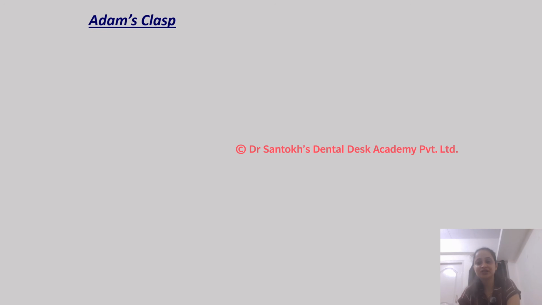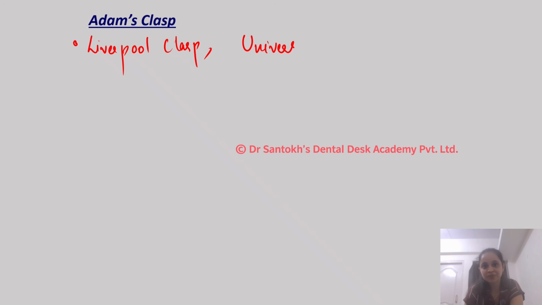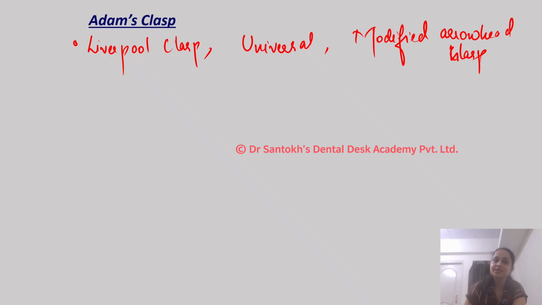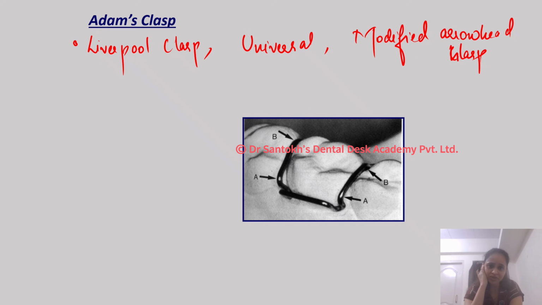Next, a very important clasp which is often asked in your university examinations as well as your MCQ questions. What is an AIIMS clasp? First we will see what are the other names of this AIIMS clasp. It is also known as the Liverpool clasp, universal clasp, or modified arrowhead clasp. So these are the other names of the AIIMS clasp. Just remember these names. Okay, so this is the AIIMS clasp.